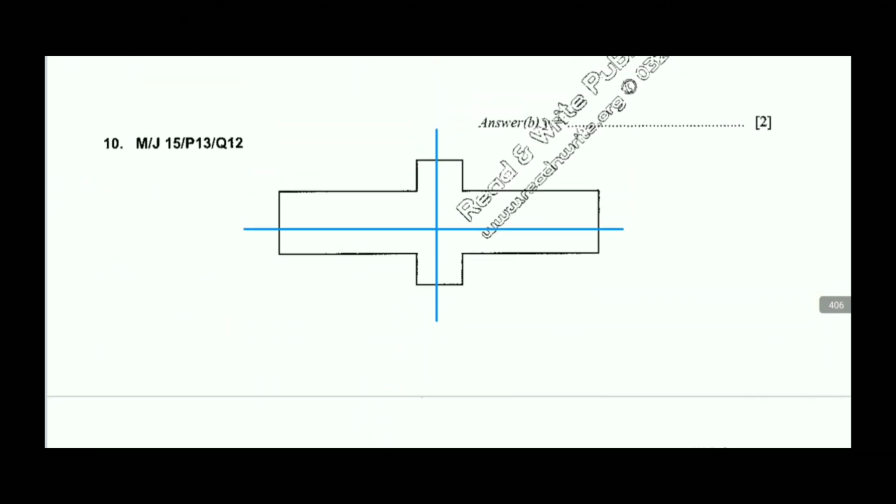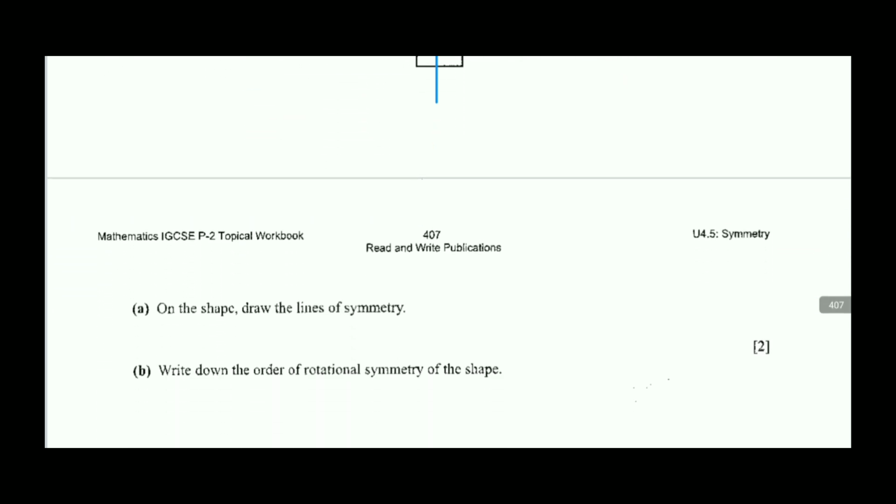Write down the order of rotational symmetry of the shape. So how will we write the order of rotational symmetry of this shape? As we can see, the order of rotational symmetry of this shape is 2. You can also check by rotating your page.